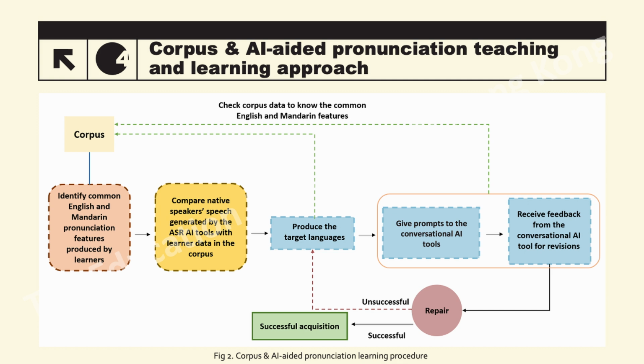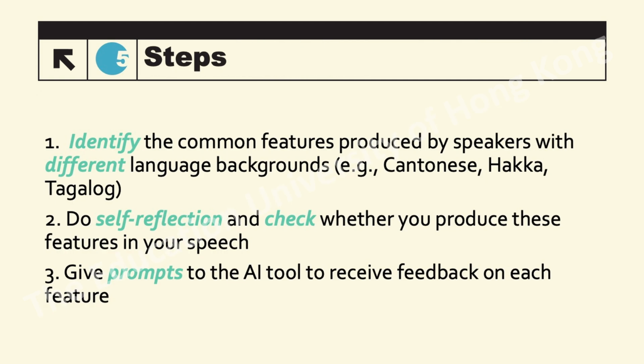Before we decide whether the feedback is appropriate or not, we check the corpus data again. We will guide you step by step to improve your pronunciation with the corpus and AI tools. First, you will identify the common features produced by speakers with different language backgrounds, such as Cantonese, Hakka, and Tagalog. These data are available on our corpus. Then, you will do self-reflection and check whether you produce these features in your speech. Finally, we will show you the prompts you can give to the AI tool to receive feedback on each feature.